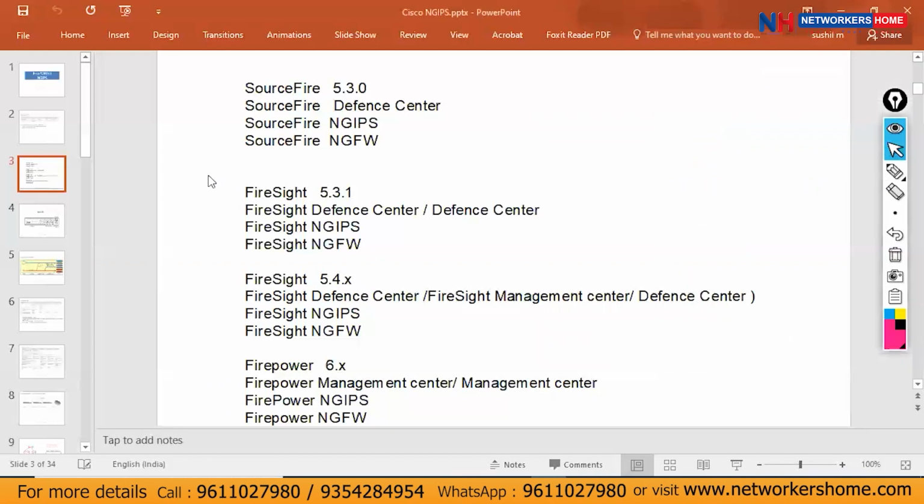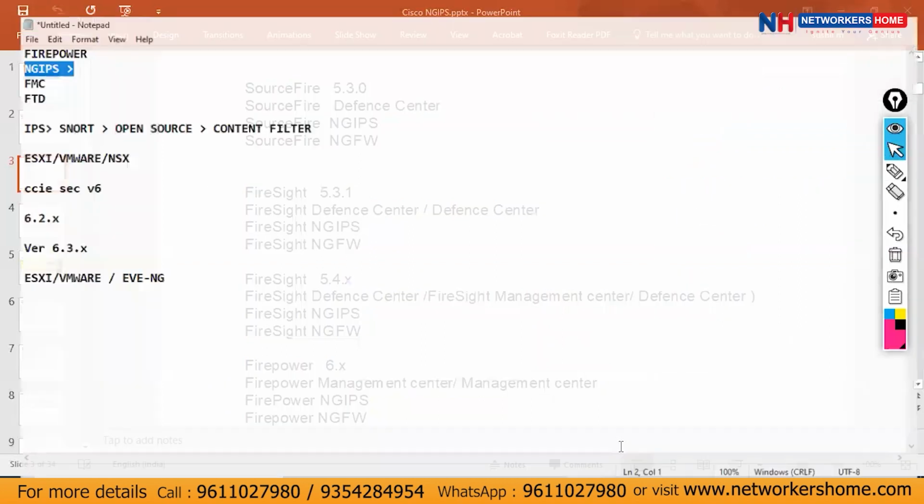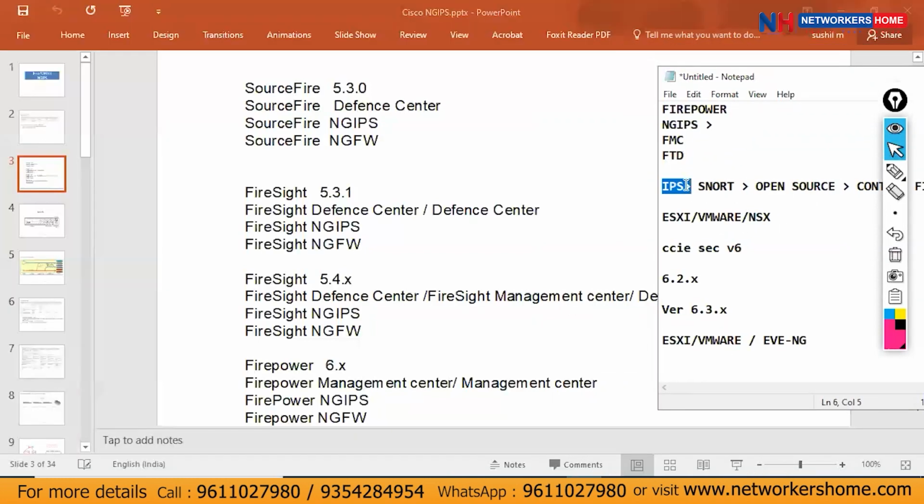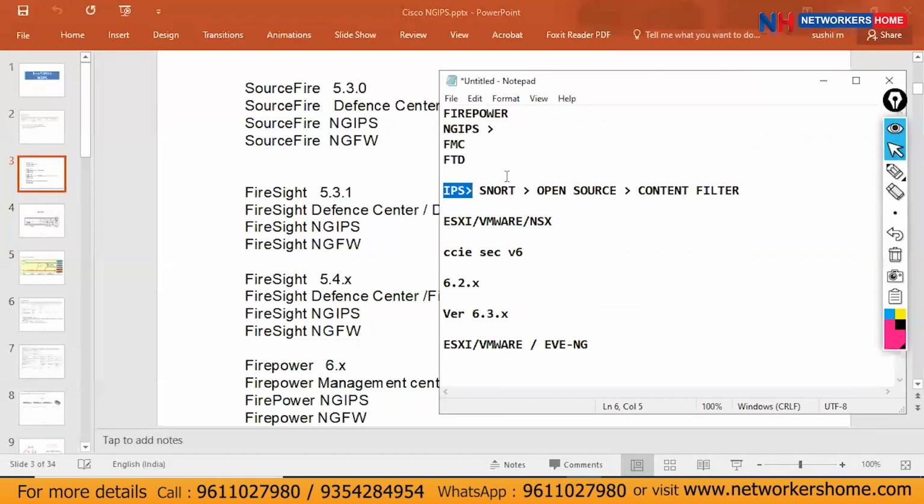Yes, Vijay. Now we need to understand what NGIPS is and why we need NGIPS. You can see here, earlier I used the term IPS only, I didn't use NGIPS. So you need to understand the basic difference between IPS and NGIPS, what the use of NGIPS is, and where it should be deployed in your network. Where is the actual place in a network where NGIPS should be used?